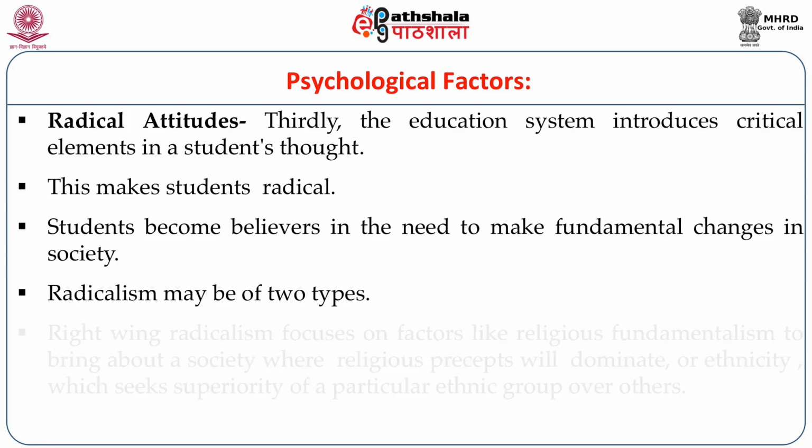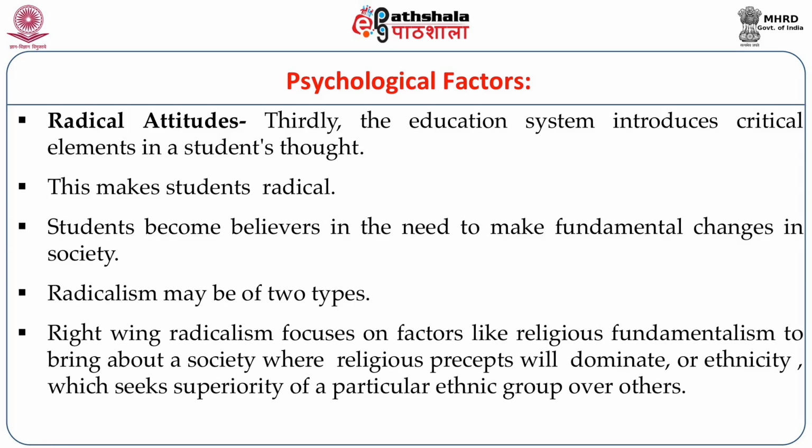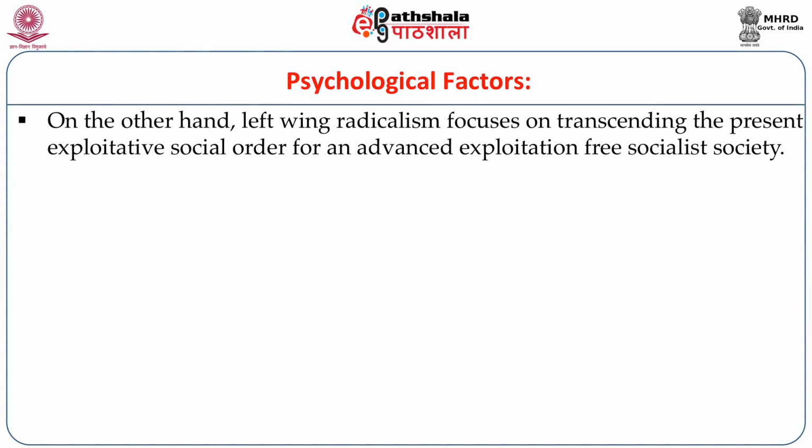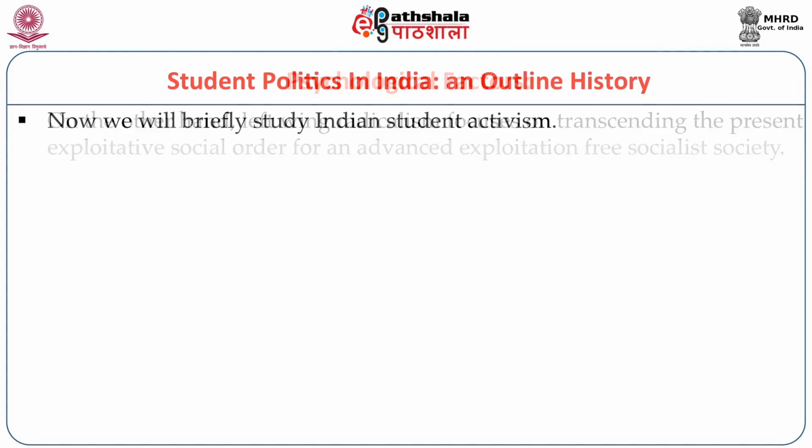Radicalism may be of 2 types. Right-wing radicalism focuses on factors like religious fundamentalism to bring about a society where religious precepts will dominate, or ethnicity, which seeks superiority of a particular ethnic group over others. On the other hand, left-wing radicalism focuses on the need for transcending the present exploitative order and bringing about a new exploitation-free socialist society.